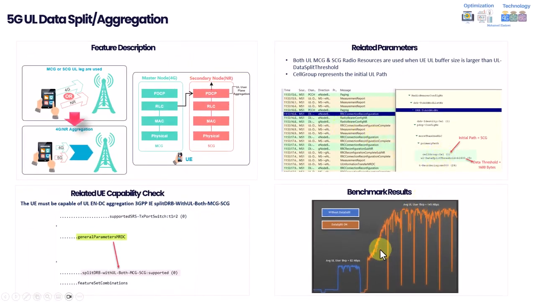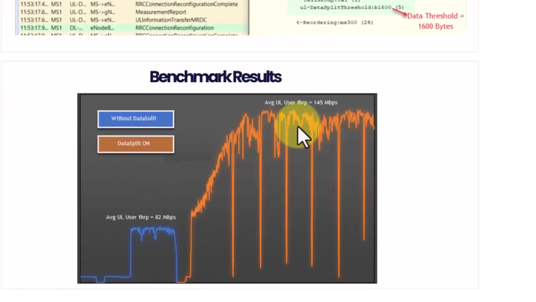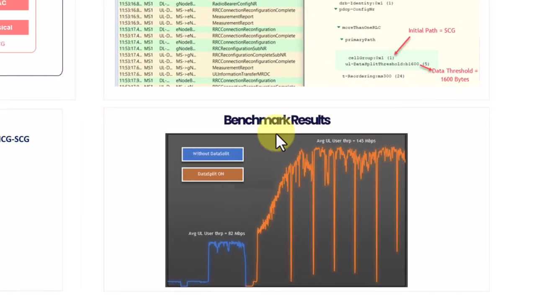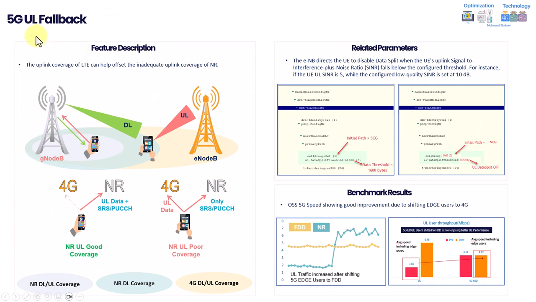Now going to the benchmark results, you can see here the blue figure without data split was getting an average of around 82. After data splitting, after adding the additional leg, with both legs doing data aggregation or data split, now we can get up to an average of 145. Now moving forward, the next feature is about the uplink full 4G fallback, and this is mainly applicable for non-standalone, as I mentioned.